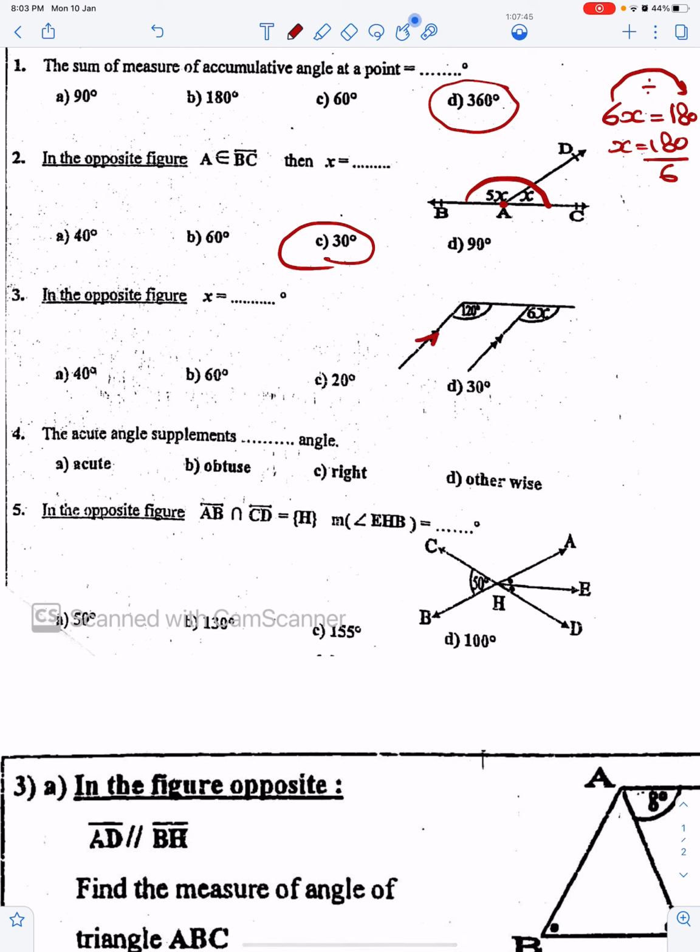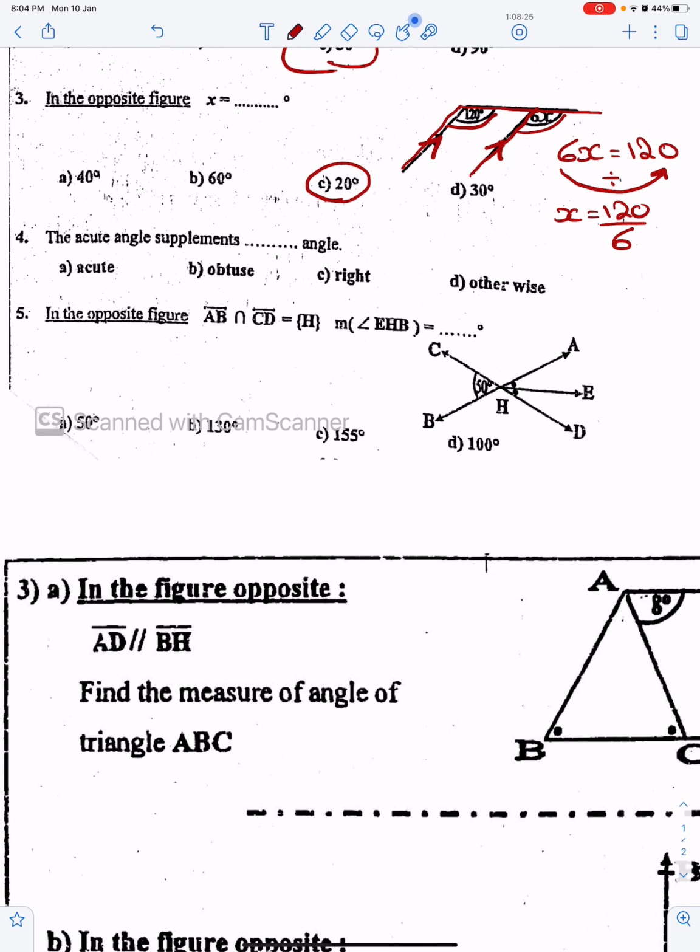Okay, number three, in the opposite figure, x is equal to what degree? We have these two lines are parallel, and I can see the letter F here. Can you see it? Letter F. So this angle is equal to this angle, because they are corresponding. So 6x is equal to 120. Removing 6 to the other side by division, x equals 120 divided by 6, which is equal to 20 degrees.